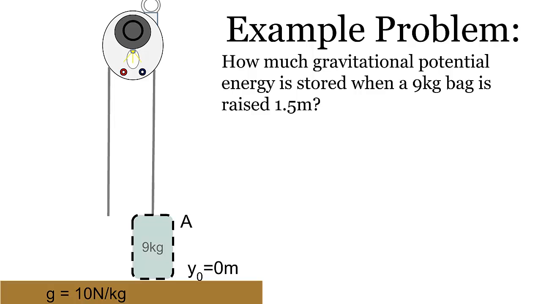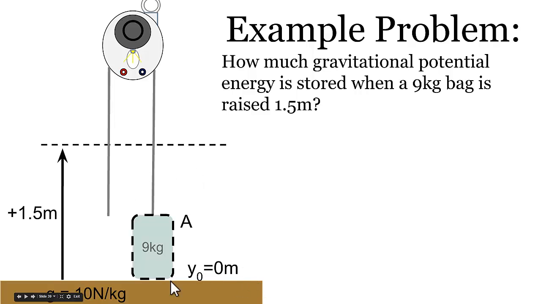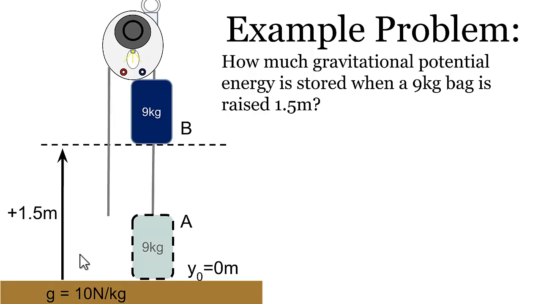Let's look at an example problem using this idea. So the amount of stones or sand that gets put in there is about 9 kilograms, and let's just assume that it's raised up to some height of 1.5 meters above the ground. We'll say the ground is a height of 0 where it doesn't have any gravitational potential energy, and let's say it's raised up so that now it's 1.5 meters higher vertically than it was previously. Well, let's find out how much gravitational potential energy is stored, which can be used to power that small LED.